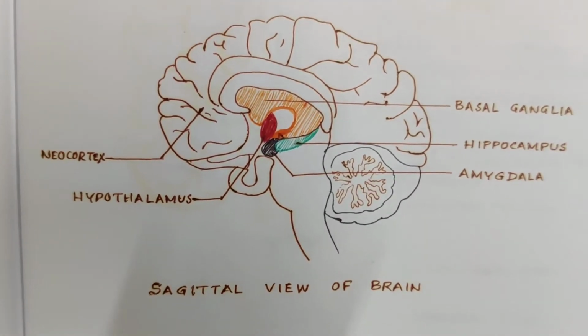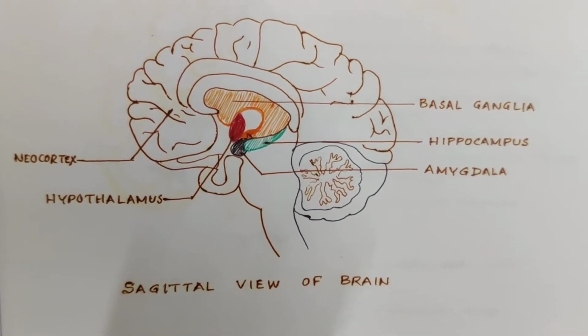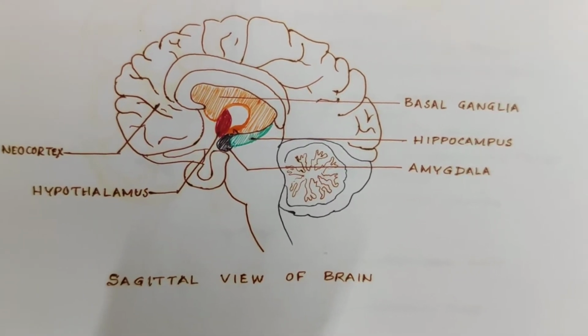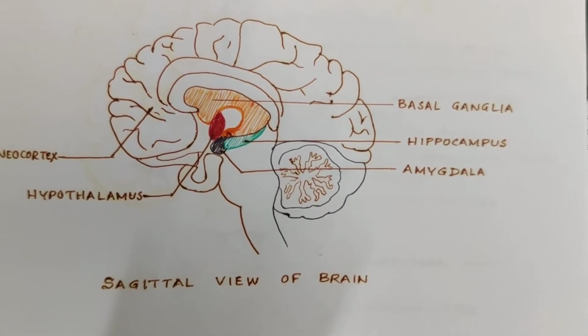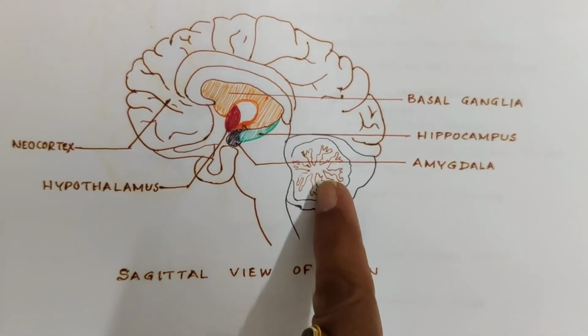Coming to the diagram of sagittal view of the brain, you can see the basal ganglia, the neocortex, hypothalamus, exact position of hypothalamus, then amygdala, hippocampus. Here you can see the cerebellum.